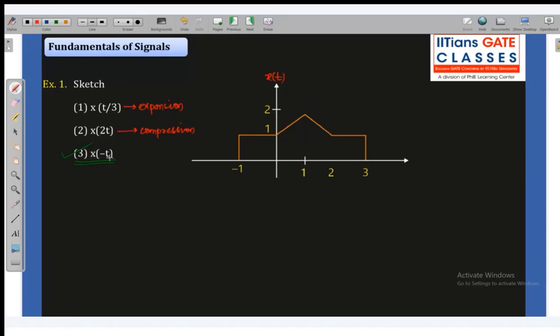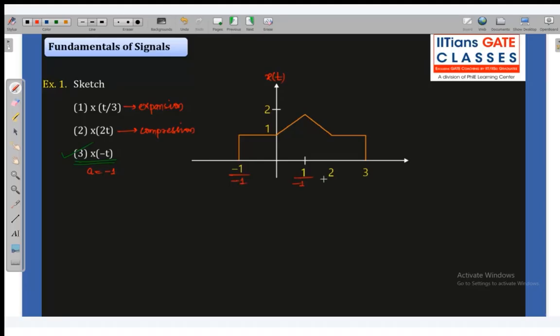Again, what I told you, whatever be the coefficient of t, just divide the whole axis by that value. So the coefficient of t here is -1. So you can say you are scaling it by a factor of -1. So what is the rule of time scale? Divide the factor a in the whole axis. So the whole axis is divided by -1.